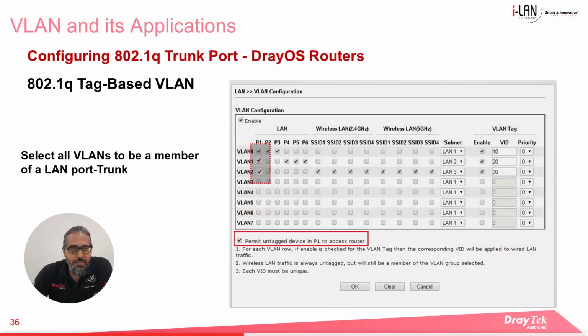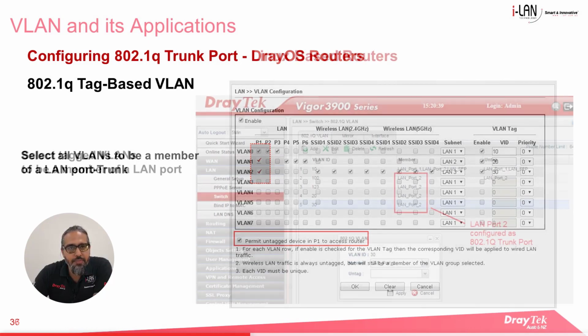We now need to set up the 802.1q trunk port. This is needed when connecting the router to a smart switch, and we require all the VLANs to be available on the switch ports. In DrayOS routers, select all VLANs to belong to the same LAN port. In the example here, we've assigned all the VLANs to port P1.